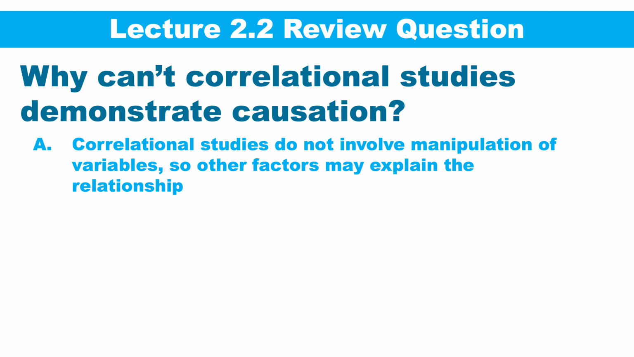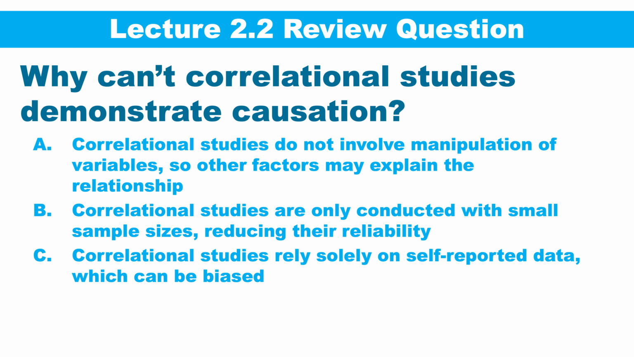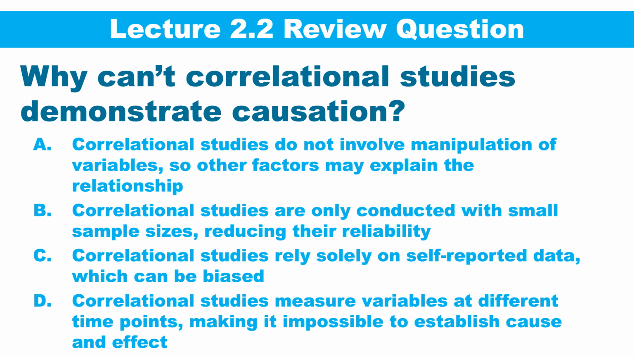A, correlational studies do not involve manipulation of variables, so other factors may explain the relationship. B, correlational studies are only conducted with small sample sizes, reducing the reliability. C, correlational studies rely solely on self-reported data, which can be biased. Or D, correlational studies measure variables at different time points, making it impossible to establish cause and effect.